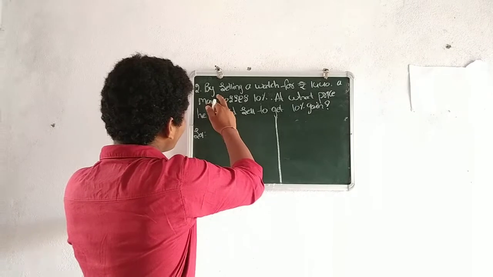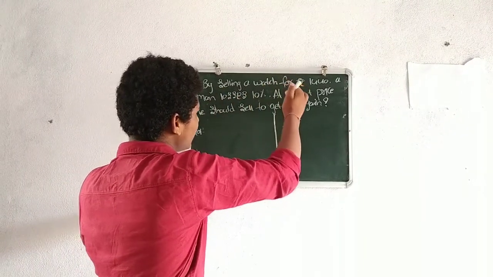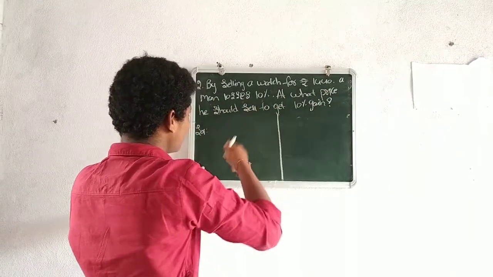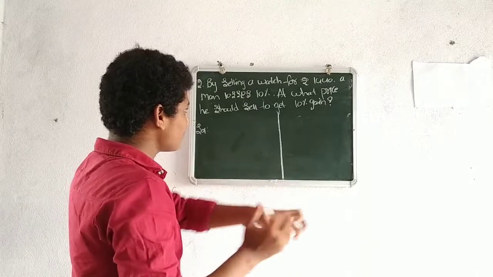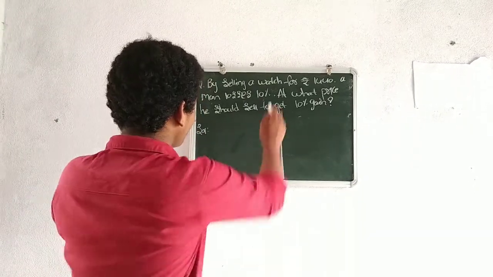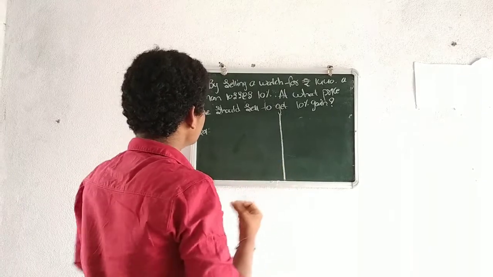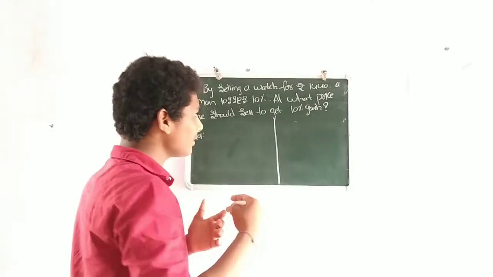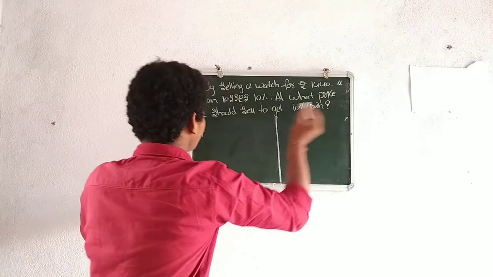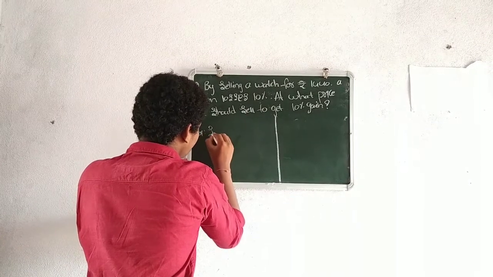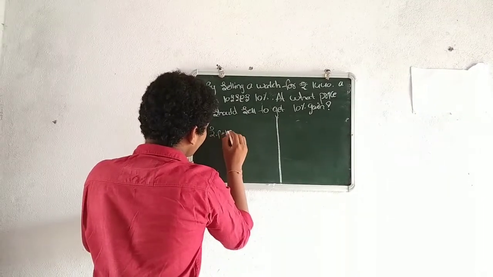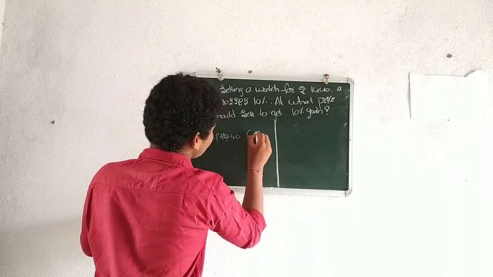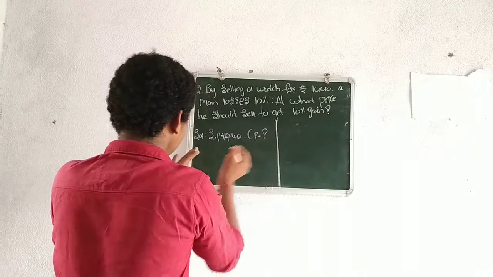The second problem is: a man is selling a watch for rupees 1440. He loses 10% by selling the watch. At what price should he sell to get a 10% gain? Gain or profit are the same. Here SP is 1440 and we are finding CP. Simply apply the trick.